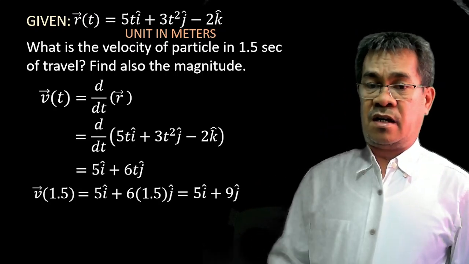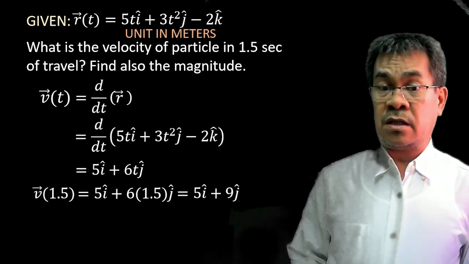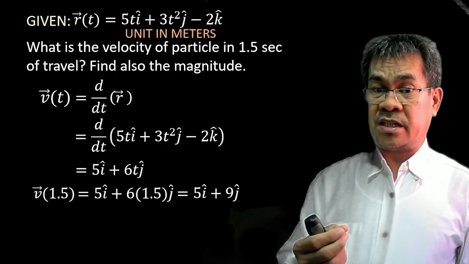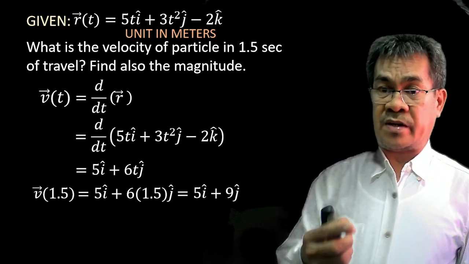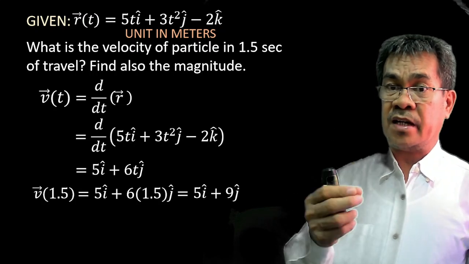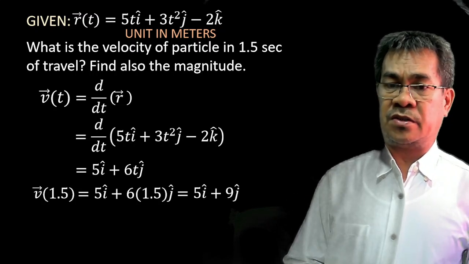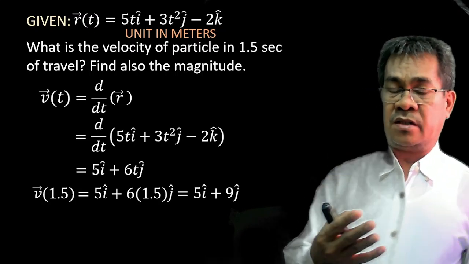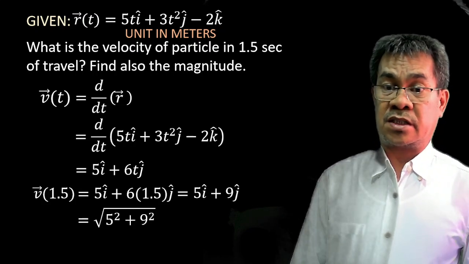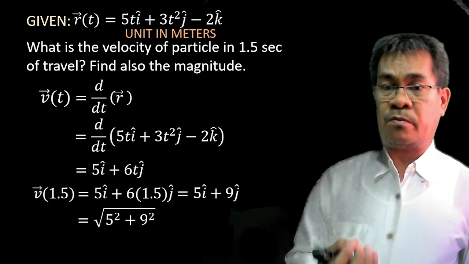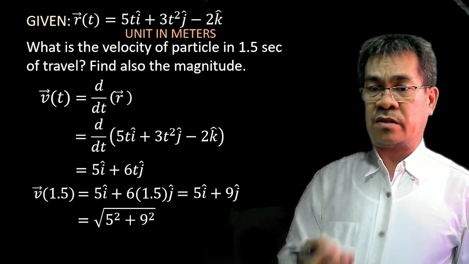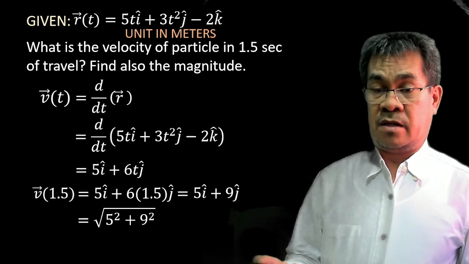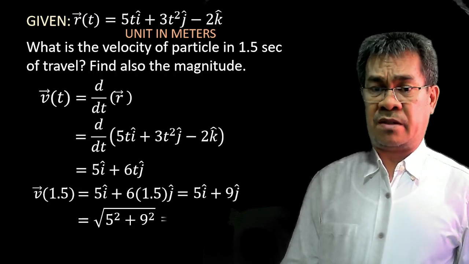Okay, then what next? This is now the velocity vector at the time 1.5 seconds. But there is a follow-up question: find the magnitude of that velocity. So all you need to do, when we say magnitude and we have that vector, is think of the square root. The square root of the sum of the squares of the components. The answer is the magnitude of the velocity. Okay, so then simplify further.